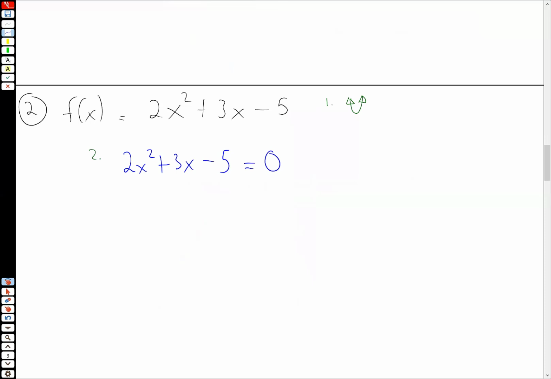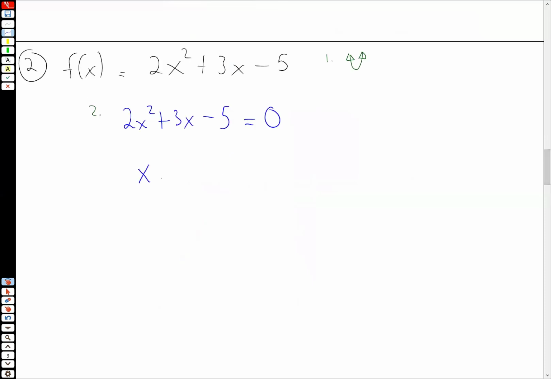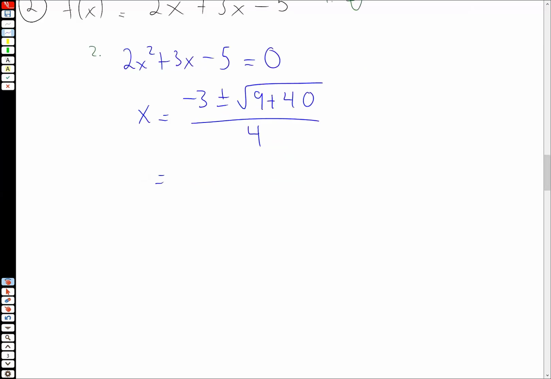Okay. And now just to show you guys we can do this, I am going to use the quadratic formula. So x is equal to -b plus or minus the square root of b squared minus 4ac. 4 times 5 is 20 times 2 is 40, so that'll be a plus 40 all over 2a. Okay, let's simplify this as much as possible. So we get -3 plus or minus the square root of 49. Ooh, that's nice.